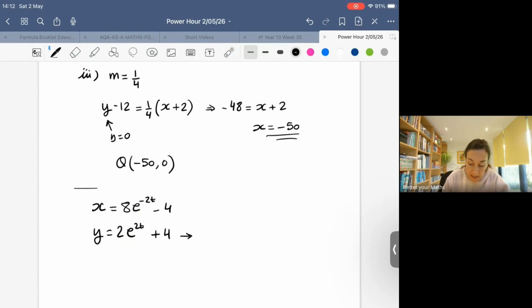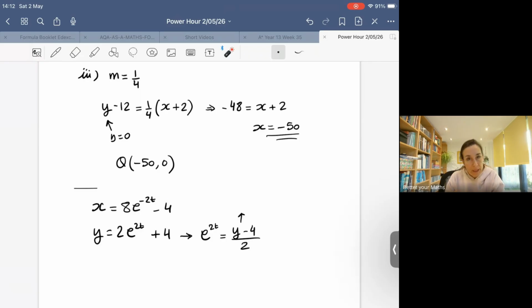So I can make e to the 2t the subject, which is y minus 4 divided by 2, and then substitute in the other one, for example. Or making e to the 2t here the subject as well, and make them equal to each other. That would be another way. But don't make t the subject, because that complicates your question.